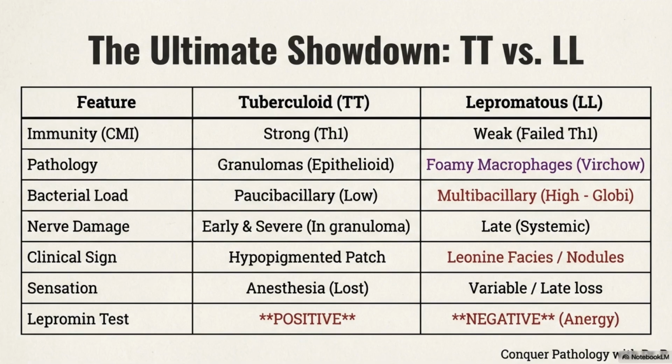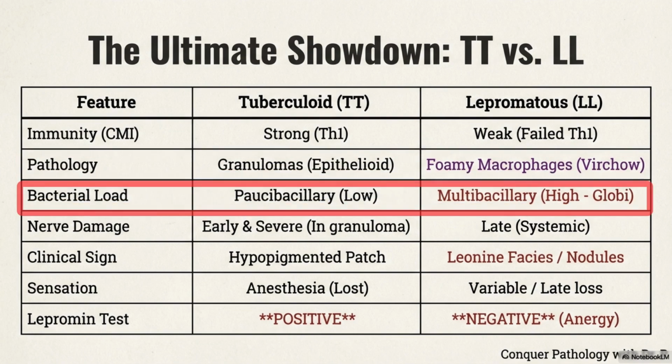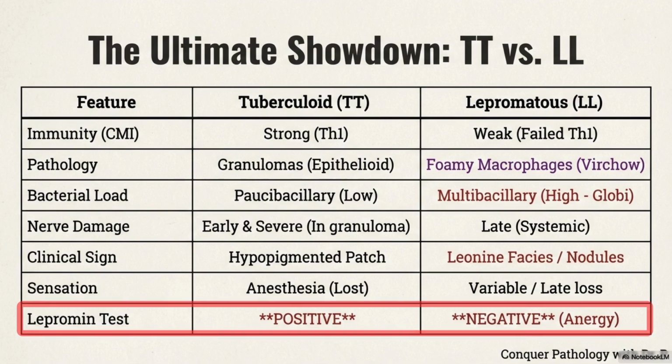This is the most high yield for your exams, the ultimate showdown. Let us compare. Immunity. TT is strong, LL is weak. Pathology. TT has granulomas, LL has foamy macrophages. Bacterial load. TT is paucibacillary, LL is multibacillary. You see the globi. Lepromin test. TT is positive, LL is negative.